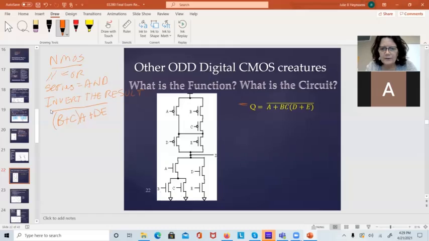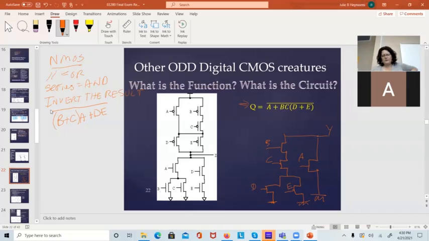Now, if I give you something like this, Q, it's A or B, C, D, whatever that says. I'm going to have to draw a circuit for that. So D and E are in parallel. I do the NMOS first. D, because it's D or E. D or E. And that gets ANDed with the series combination of B and C. B, C. And if A is true, the whole function's true, so I have to put A in parallel. And this would be my Y.